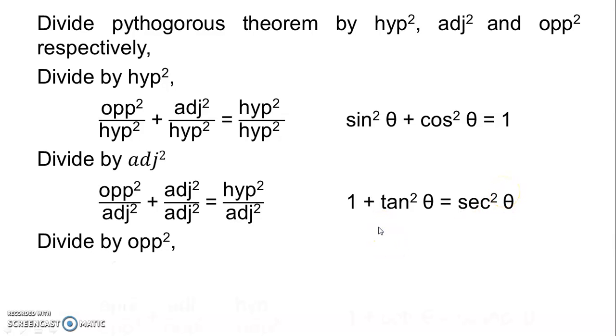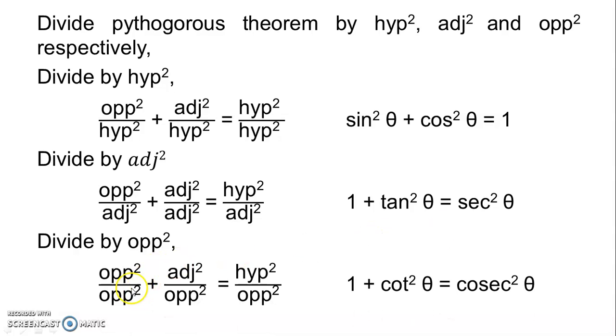Then we will finally divide by opposite square, that is opposite square by opposite square plus adjacent square by opposite square is equal to hypotenuse square by opposite square. So your opposite square by opposite square is equal to 1, and your adjacent by opposite is your cot theta. So adjacent square by opposite square will be written as cot square theta. Your hypotenuse by opposite is your cosecant theta. So hypotenuse square by opposite square will be written as cosecant square theta.